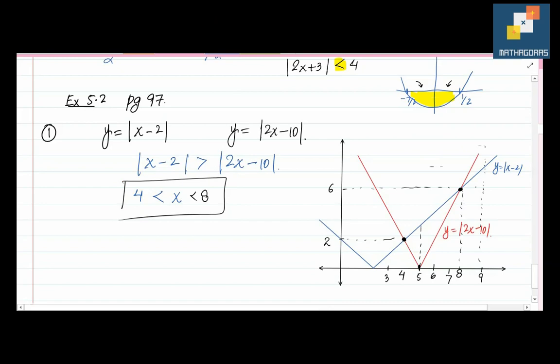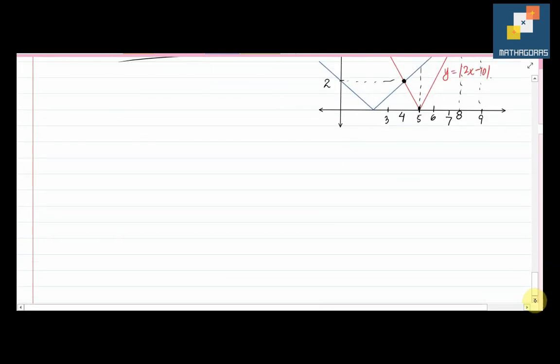Moving on to the next question, question number 2. In this question you need to plot the graph. So let's just say that this is your homework question. Keep in mind that in part B the sign is greater than or equal to, so do it accordingly. In part B I am talking about.